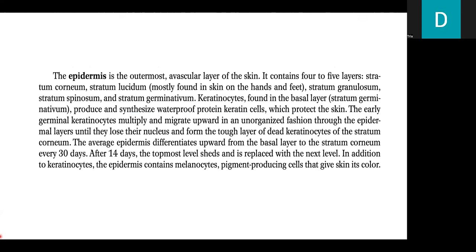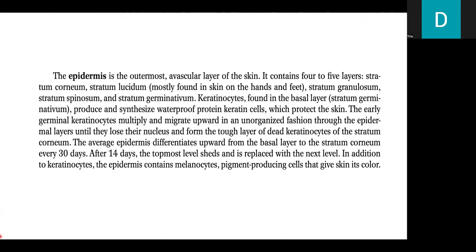The stratum corneum, the stratum lucidum, mostly found in skin on the hands and feet, the stratum granulosum, stratum spinosum, and stratum germinativum. Keratinocytes found in the basal layer, stratum germinativum, produce and synthesize waterproof protein keratin cells, which protect the skin.